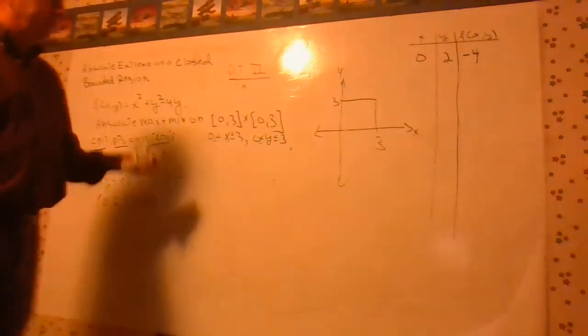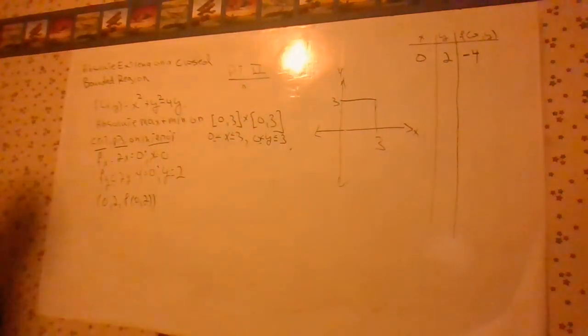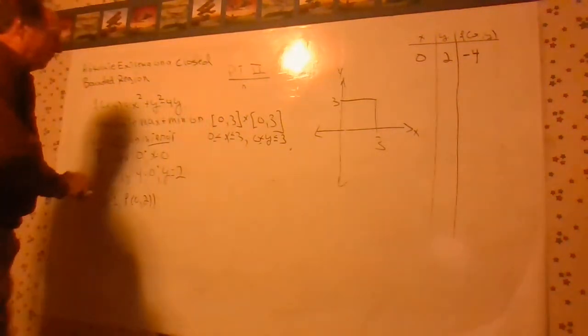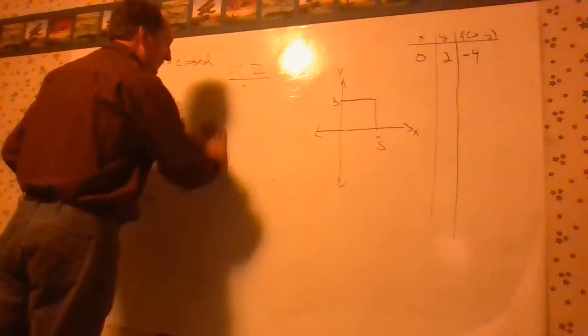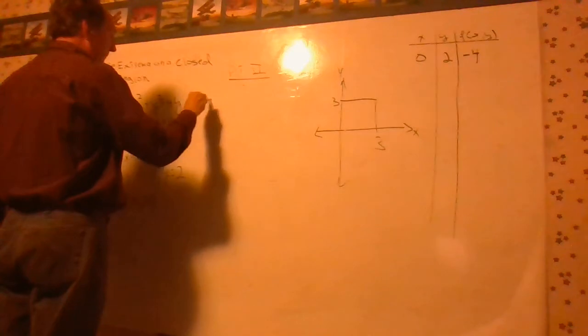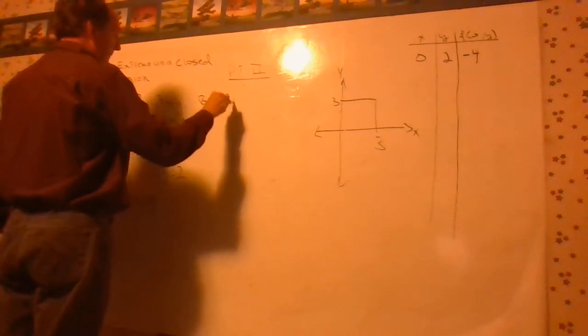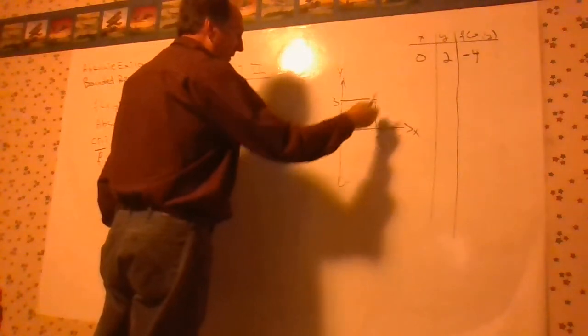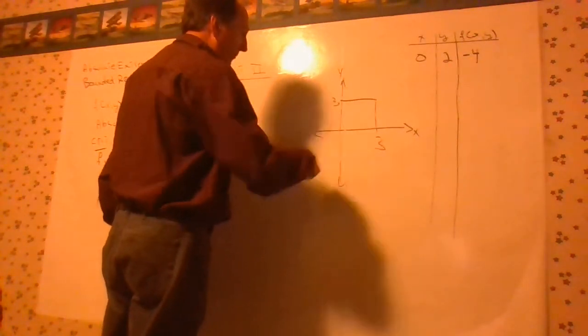At this point, could be a max, could be a min. We don't have a clue. So next, we're going to look at the boundary. And we're just going to go line segment by line segment, right around this square. Let's start with this line segment right here.